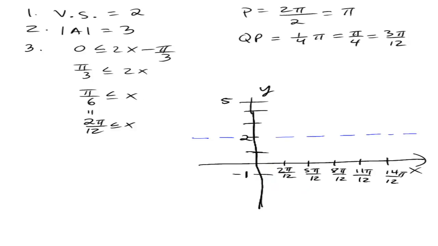Alright. Anyway, so now I just need to mimic the graph of cosine over this interval and between the points -1 and 5. Cosine starts at the top, so at 2 pi over 12 it'll be at 5. At 5 pi over 12 it'll be at 2. At 8 pi over 12 we're going to be at -1. At 11 pi over 12 back at 2. And at 14 pi over 12 we're back at 5. And so here is one cycle of cosine.